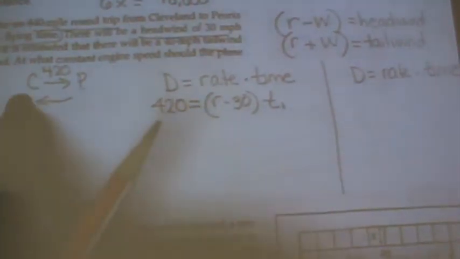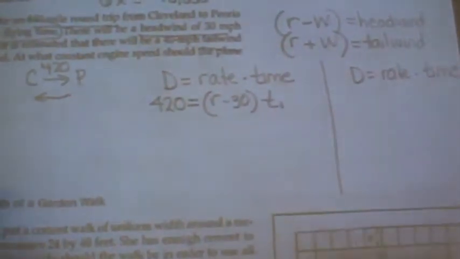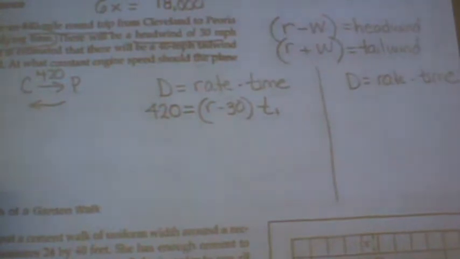Now, how long does it take us to get there? We don't know. We're going to say T1. So going from Cleveland to Peoria, we don't know, T1. Now, would I expect you to do this without me showing you? No. This is why I'm getting you to think about this.